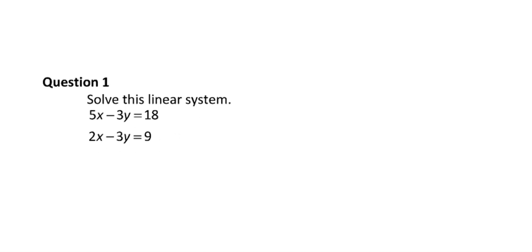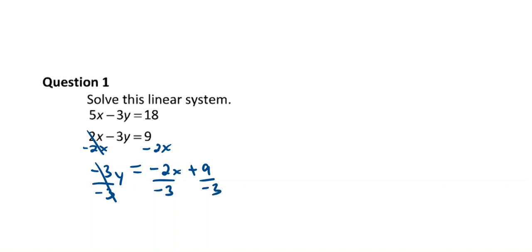So I'm going to just rewrite this one. Let's bring over the negative 2x first. So I'll subtract 2x from both sides. So minus 2x, minus 2x. So I've got negative 3y is equal to negative 2x and then plus 9. And then I'm going to divide everything by negative 3. So divide by negative 3, divide by negative 3. So we get y is equal to negative 2 divided by negative 3, which is just positive 2 over 3 x. And then 9 divided by negative 3 is negative 3.